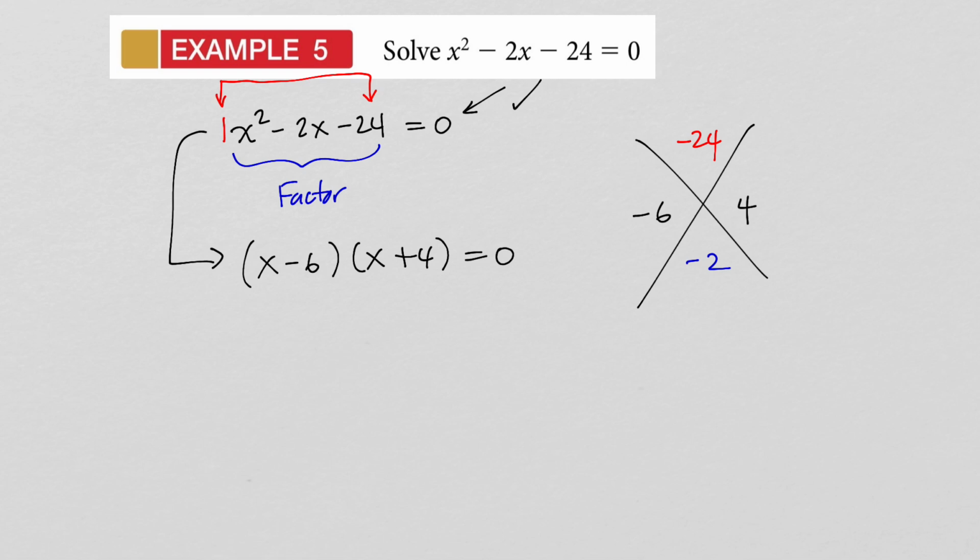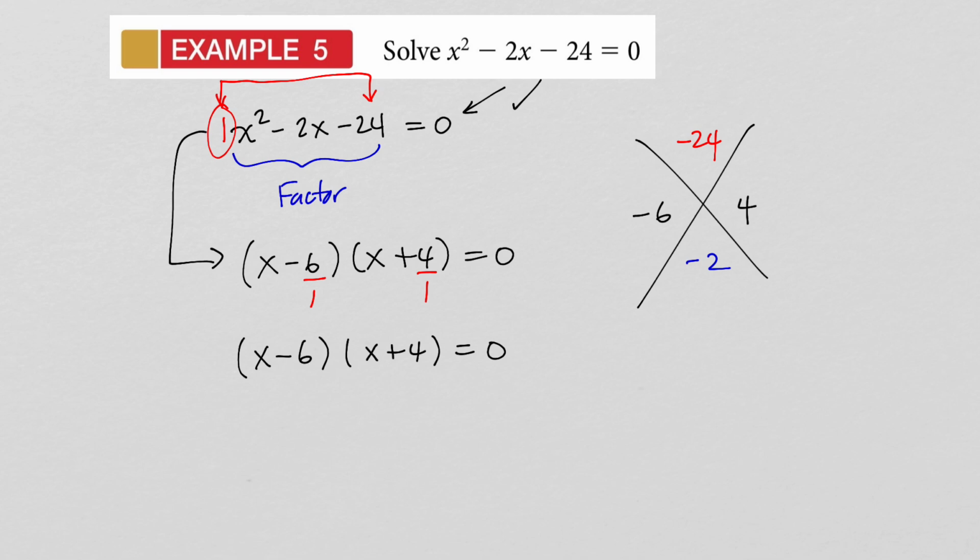And here's the other thing. In this case, the number in front of x squared is 1. Remember, when you do your magic X, you are supposed to divide each of these numbers by the number in front of x squared. But when it's 1, you can actually skip this step, right? Because 6 divided by 1 is 6, and 4 divided by 1 is 4. So that is the factorization.